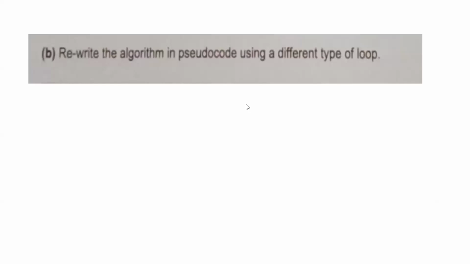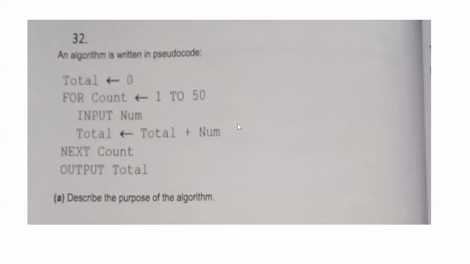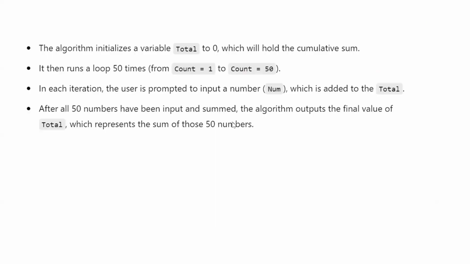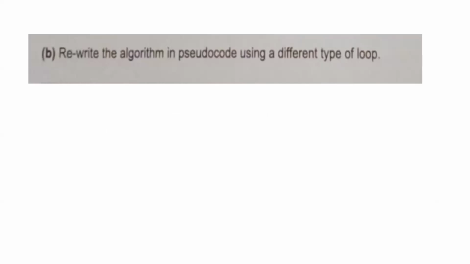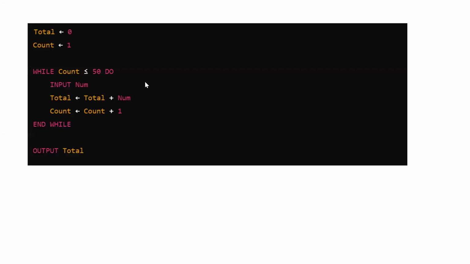Okay. Now it says rewrite the algorithm pseudocode using a different type of loop. So it was written in a for loop. Now it is asking to write the same pseudocode in another loop. Now see here, same loop: total 0, count equal to 1, because count is initialized before the condition of the while loop. So while count is less than or equal to 50, input num, total plus num, increment count, end while, and output. It's simplified, we can modify it. Okay.